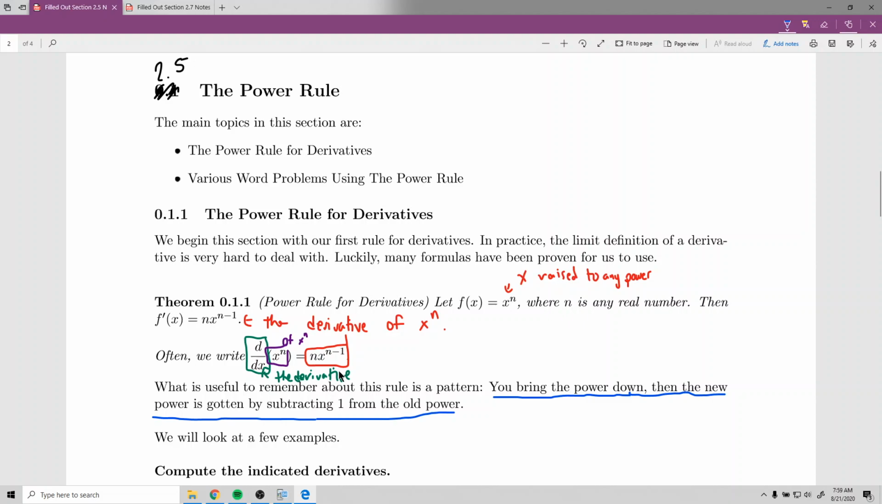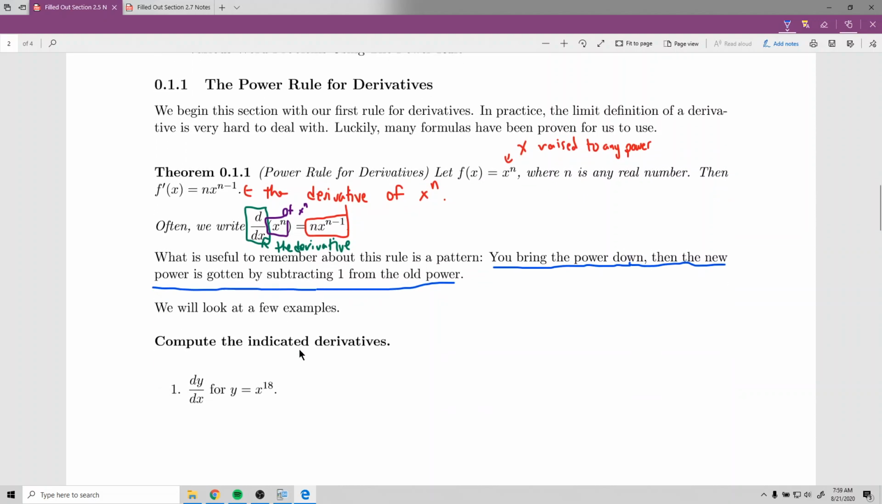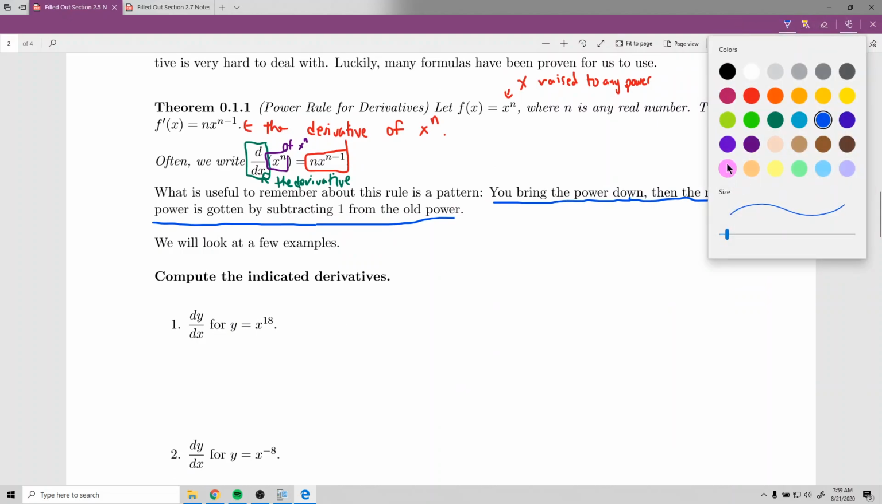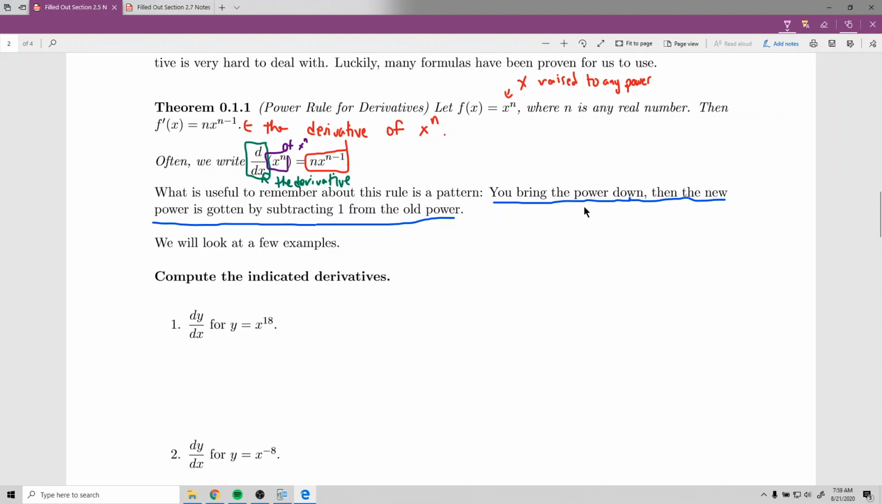All right, so what we'll do is look at a few examples using this rule. But it is as direct as it sounds. You've got to really practice this because it's easy to forget: do I add 1, do I subtract 1, do I bring it down before, do I bring it down after? So let's just go ahead and see how it works.